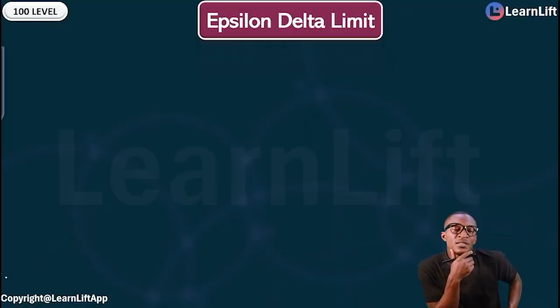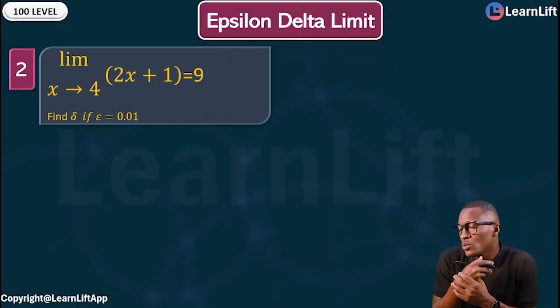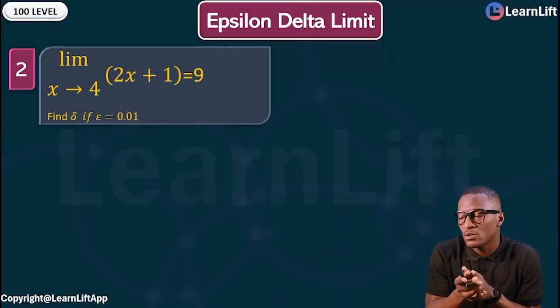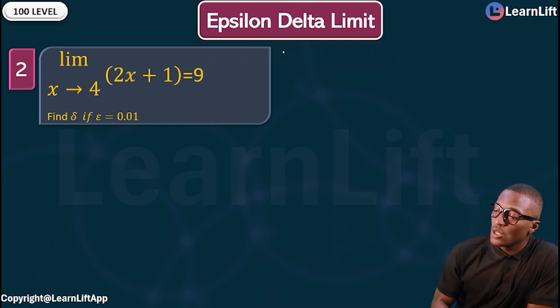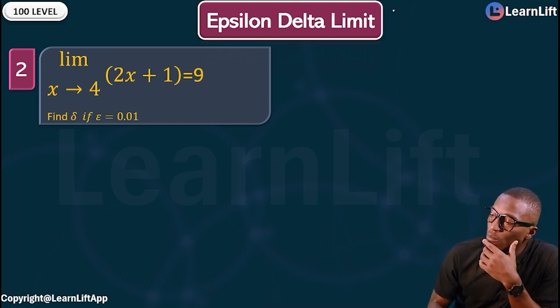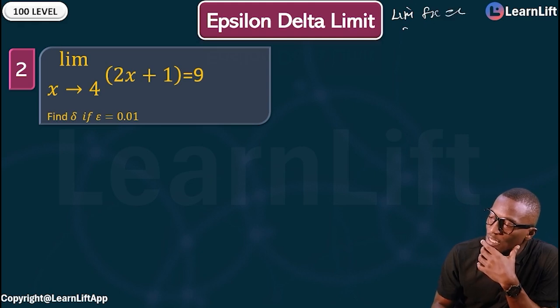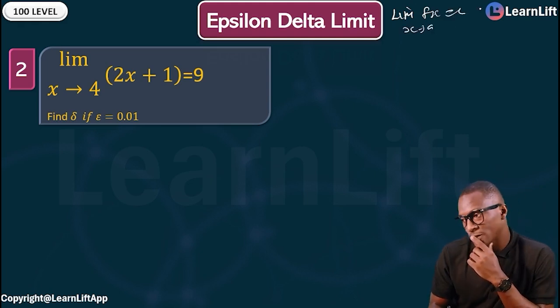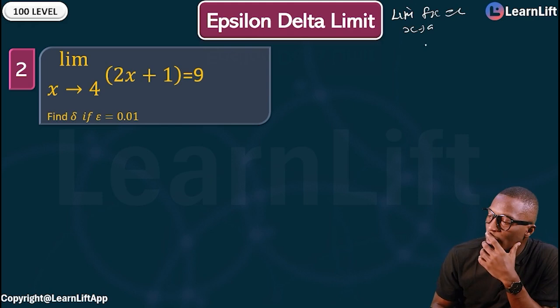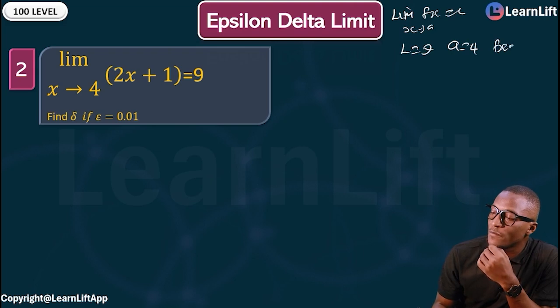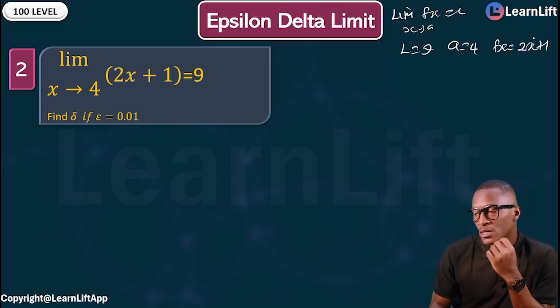Quickly, let's take the next question. Given that 2x plus 1 is equal to 9 as x approaches 4. The first thing to do is to bring out our values: the limit is equal to L as x approaches a. So what's our L here? L here is 9. What's our a? a is 4. And what's our f of x? f of x is equal to 2x plus 1. Is that correct?